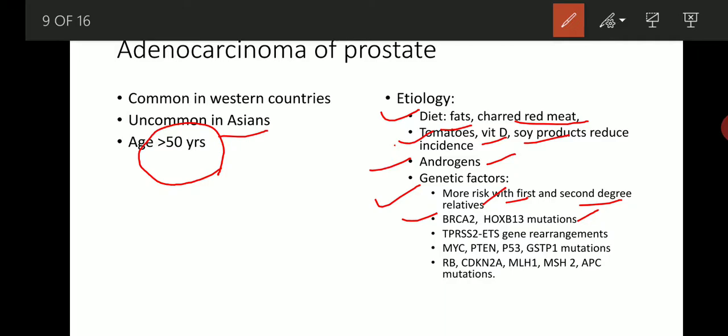Minor percentage of cases has been seen to harbor TMPRSS2-ETS gene rearrangements. Many other oncogenes and tumor suppressor genes mutation and epigenetic changes have been identified that include the MYC gene, PTEN, P53 and the GSTP1 gene. In addition, the retinoblastoma gene, the CDKN2A, which are all cell cycle regulators, the MLH1 and MSH2, which regulate the microsatellite instability, and the APC gene mutations have been implicated in adenocarcinoma of the prostate.